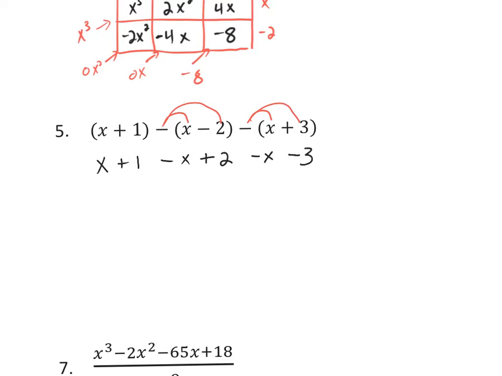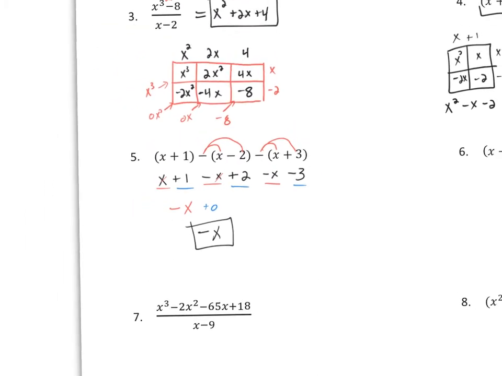Now all I got to do is combine like terms. I've got my x terms right here, so x minus x minus x, so these 2 cancel out, and we're left with a negative x, and then I've got my plus 1 plus 2, so that's 3 minus 3 is 0, so plus 0, or we can just say my answer is negative x. I'd rather deal with a negative x than all of that stuff up top.